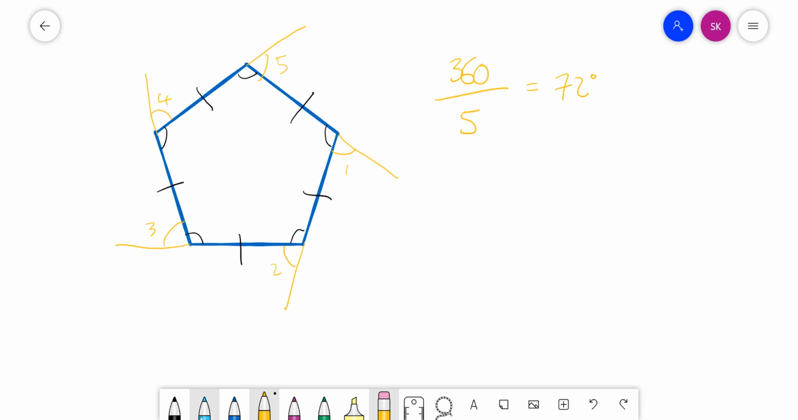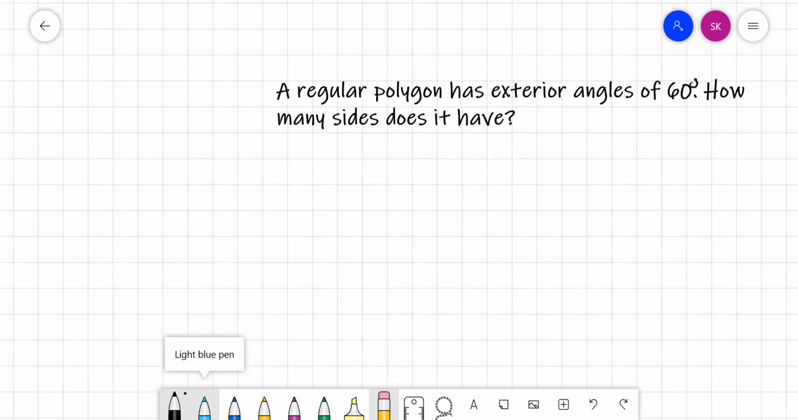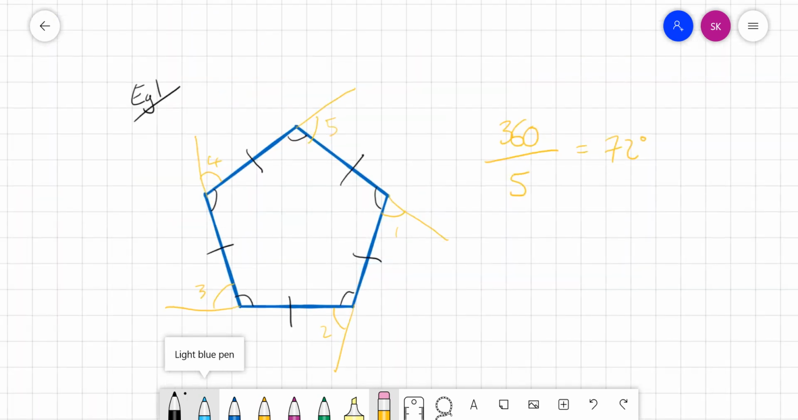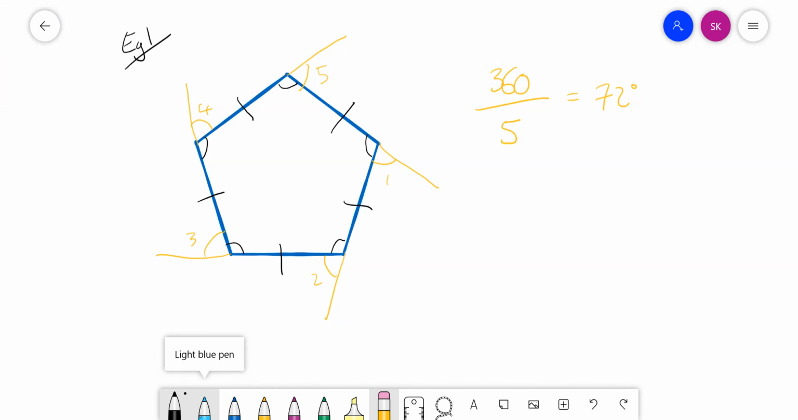Let's look at another question. So that was example 1. Don't mind if you wrote it down or not, but make sure you understood what I was saying. Example 2 says a regular polygon has exterior angles of 60 degrees. How many sides does it have? So this time we're working the other way round. We don't know how many sides it has, but we know the exterior angles. Last time we knew the number of sides, but we didn't know the exterior angle size.